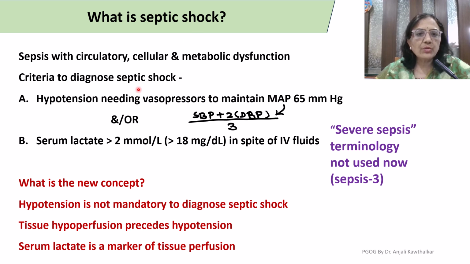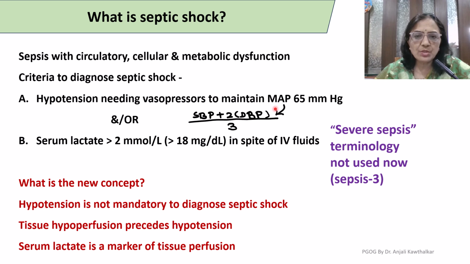So, criteria to diagnose septic shock. Now the name suggests that it is a shock, that means there has to be a fall in blood pressure. But the latest concept differs. As per the latest concept, specially given by sepsis 3, when do you say it is a case of septic shock? Whenever there is maternal sepsis along with hypotension, which requires vasopressors to maintain a mean arterial pressure of 65 millimeters of mercury. MAP 65 millimeters of mercury.